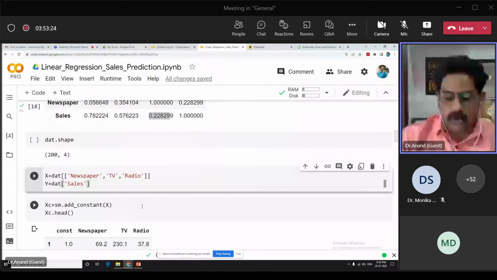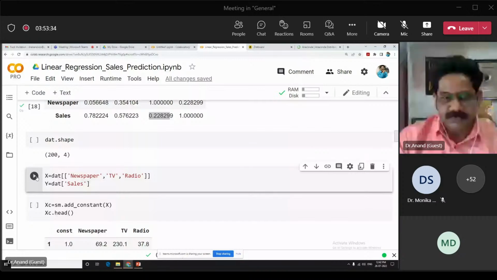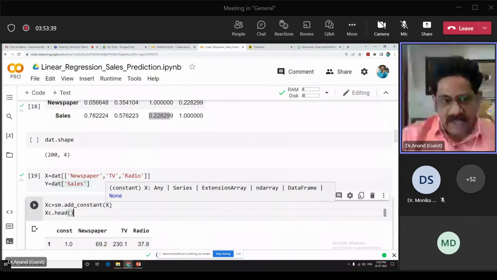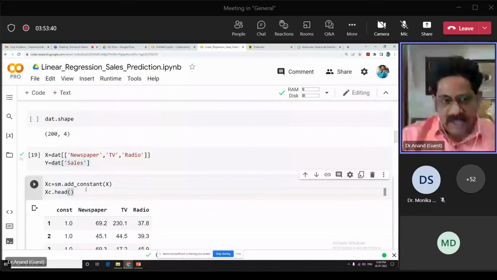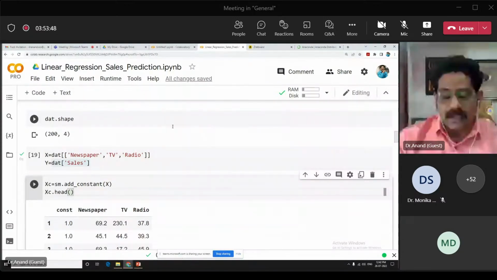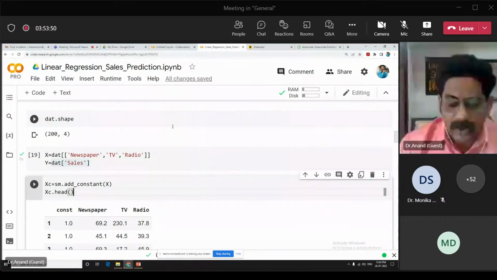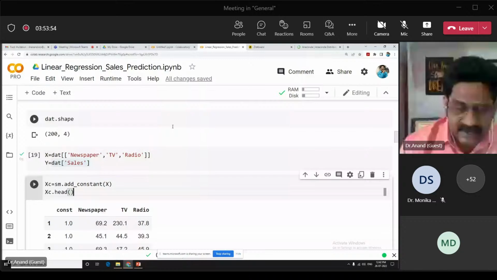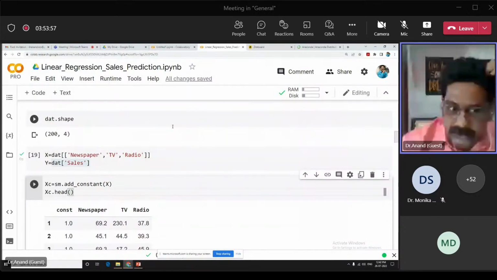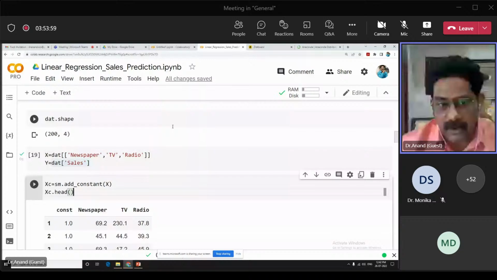So as usual, you have to define X and Y. I define my X variable, the independent variables: newspaper, TV, and radio. My sales is my dependent variable. I have added one more extra line, because by default, this OLS package will construct a slope-only model, Y equal to mx. It will consider the intercept as 0. I have to explicitly tell it, please don't construct a slope-only model. It is a slope-intercept model.